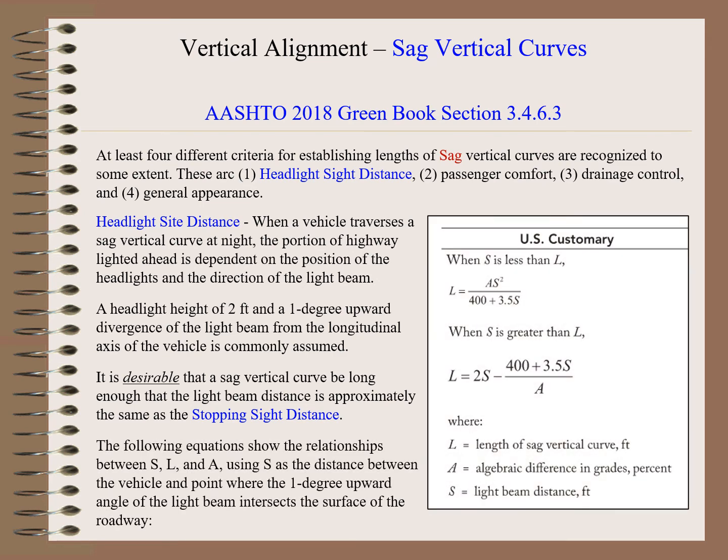The following equations show the relationship between S, sight distance, L, the length of curve, and A, the algebraic difference of grades, using S as the distance between the vehicle and the point where the 1 degree upward angle of the light beam intersects the surface of the roadway.